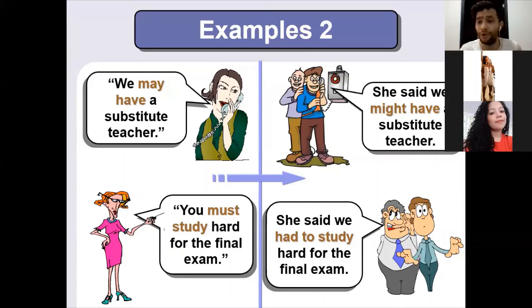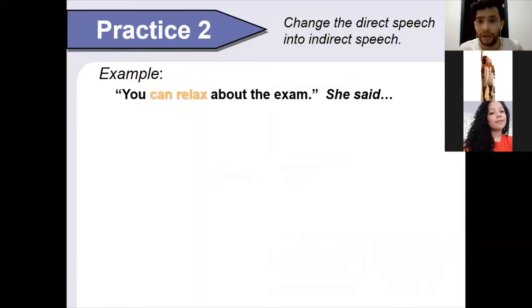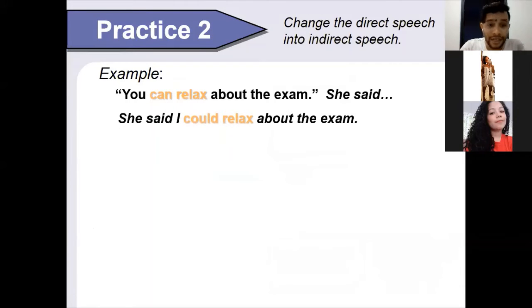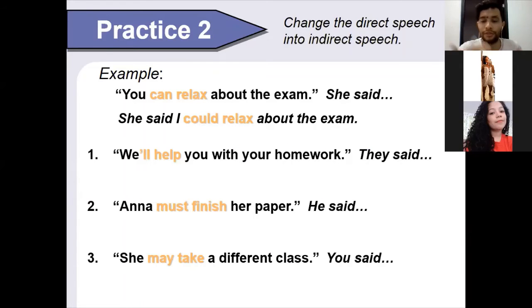I'm happy that you're understanding this part that can be a little tricky. Good. Let's practice. You can relax about the exam, she said. She said you could relax about the exam. Perfect. She said you could, or maybe if it's direct to me, she said I could relax about the exam, but you said perfect, miss. Now, let's do the 3 next.